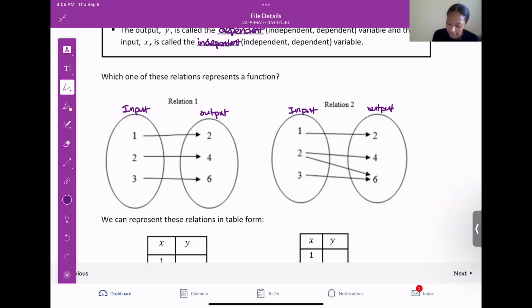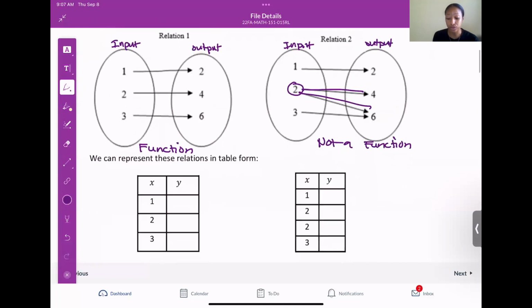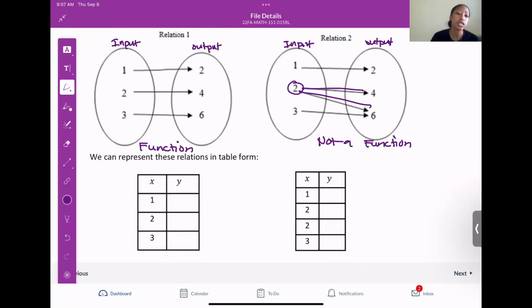Relation 1 is a function. Why? The number 1 maps to only one output, the number 2. The number 2 maps to only one output, the number 4. 3 maps to 6, and so on. So yes, this one is a function. Why is relation 2 not a function? The problem here is with 2. The input 2 goes to two different outputs. So this is not a function. All right, so that's a visual example of how we can show whether two relations represent functions.